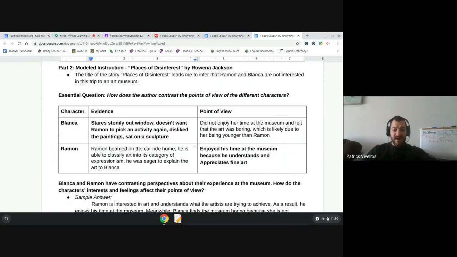Ramon beamed on the car ride home. Okay, beamed, this word here, is a word that the author is using to create an image in our minds. If somebody is beaming, that means that they're smiling. Okay, and I just smiled at the camera like the Joker, like a crazy person. But if somebody's beaming, it's more like an overwhelming sense of joy.